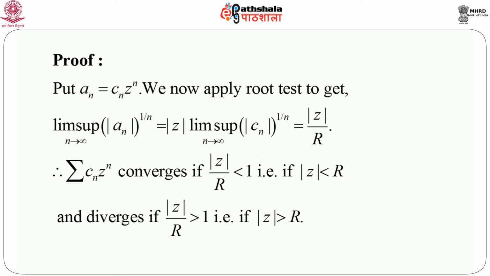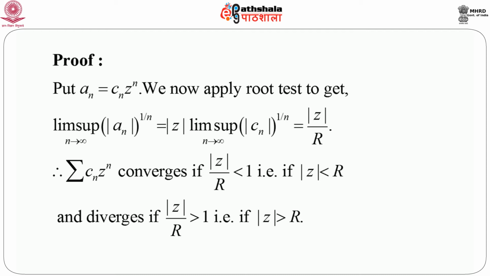I will end this talk with an outline of this proof and a few examples. Put an equals Cn times z to the power n. Just apply the root test to get lim sup of modulus of an whole to the power 1 by n is nothing but modulus of z into lim sup of modulus of Cn whole to the power 1 by n, which is nothing but 1 by R. That means the entire quantity equals mod z by R.